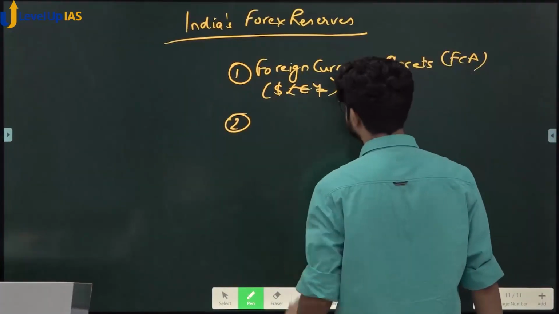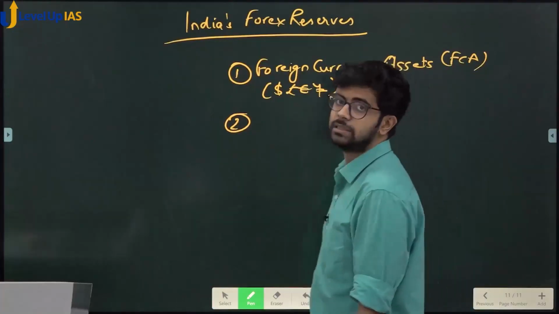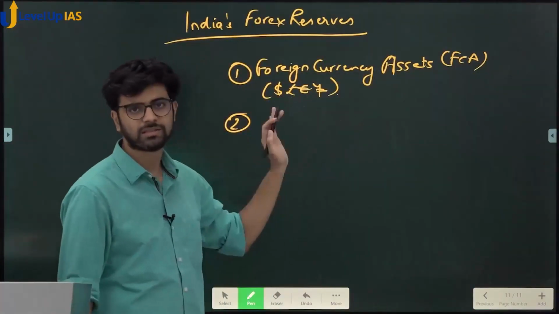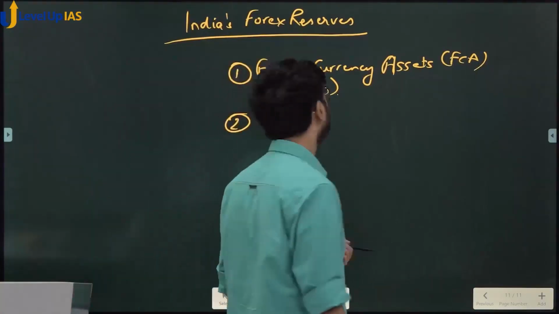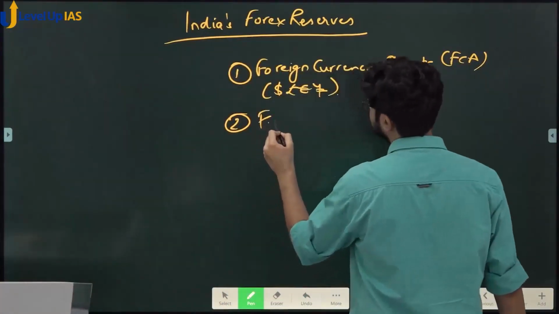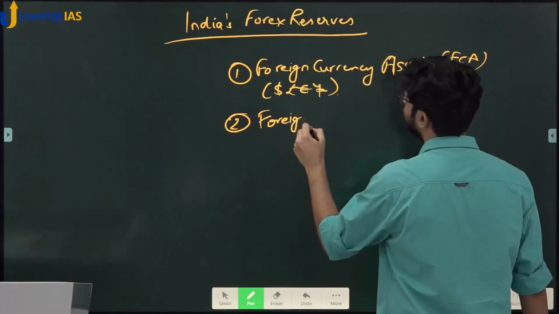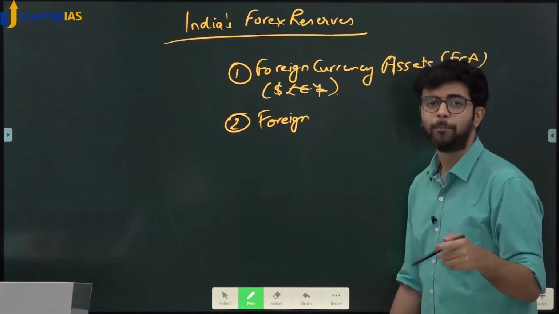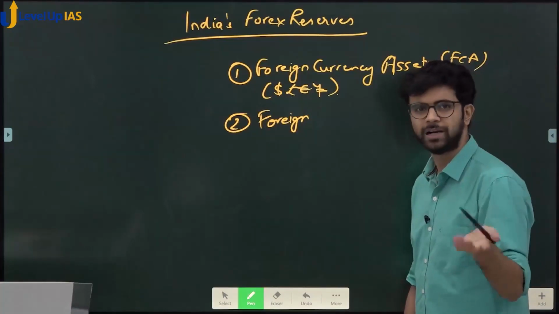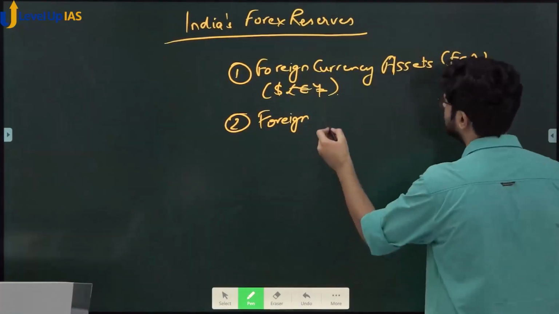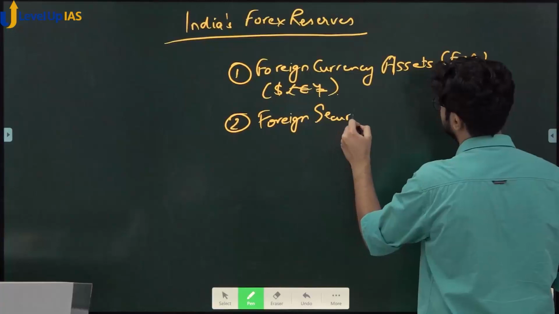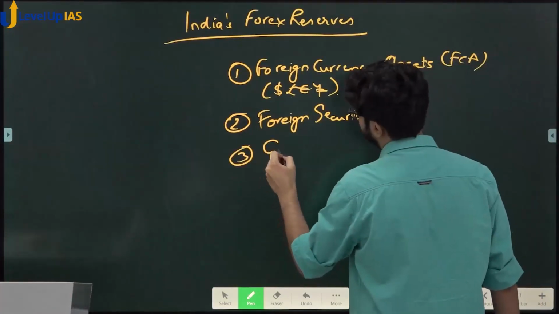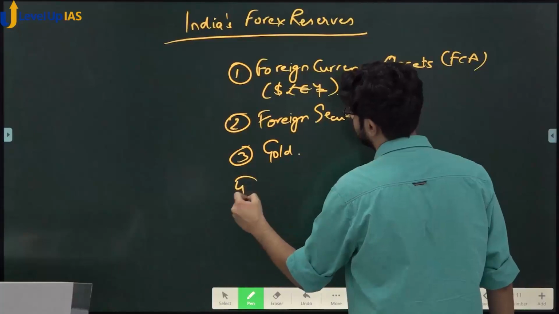Second, once foreign currency means currency notes, this is currency. Foreign investments or other foreign securities. So you might not have a currency note of $10, but you will have a bond worth $10 of the US government, as an investor. So foreign securities. Third, you will have gold. Gold is gold, okay?